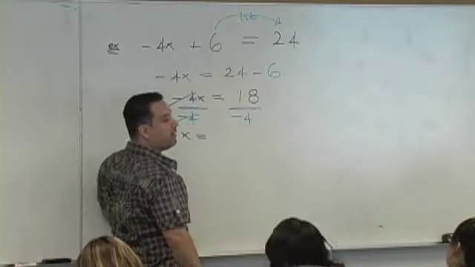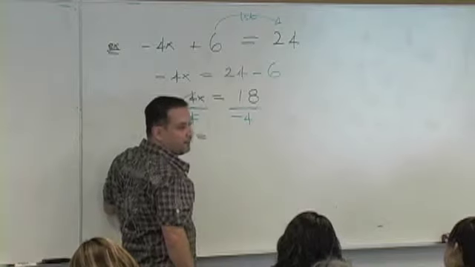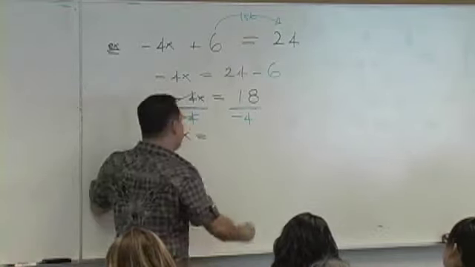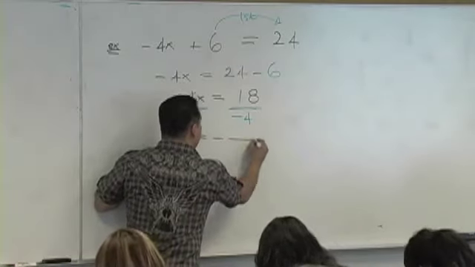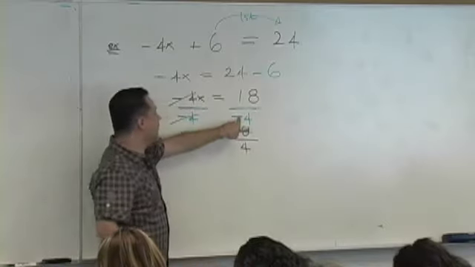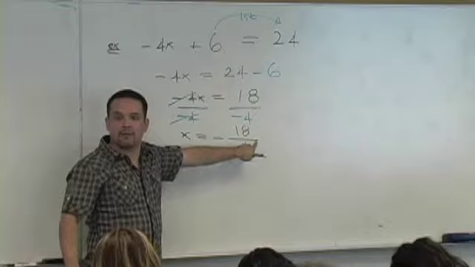Well, let's think about this. Positive divided by a negative. Is that a positive number or is that a negative number? It's a negative number. So I put my negative sign here already off the bat. See that negative? I put it at the same level as my division sign. Okay?